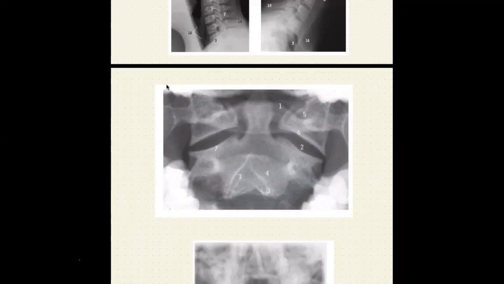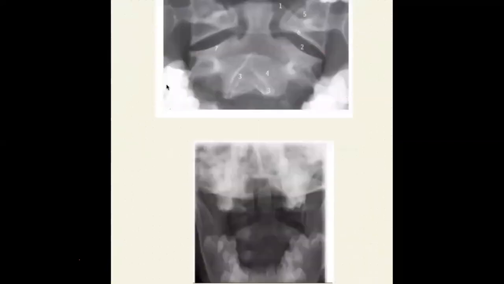Okay, so what is this? This is the atlantoaxial joint. That's great. What is this? This is the inferior articular process of the atlas. And this one? This is the superior articular process of axis. Could you tell me what is this? This is the lateral mass of axis. Okay, that's great.